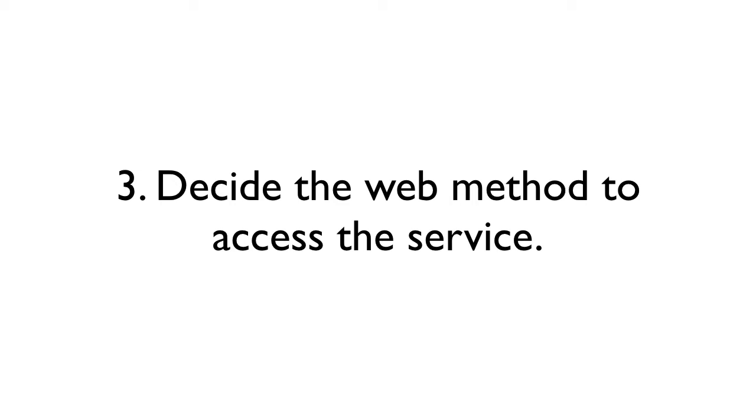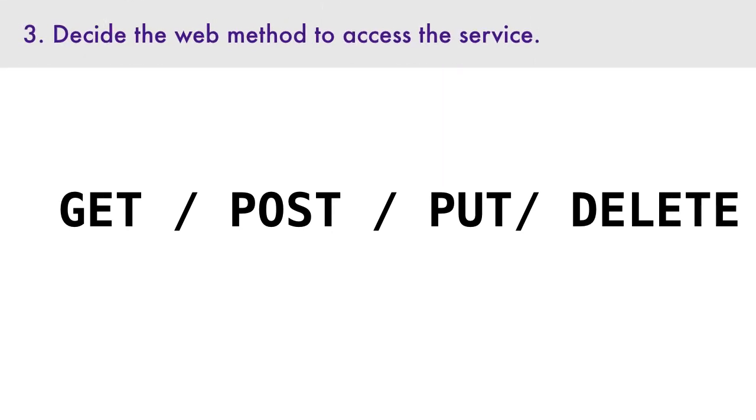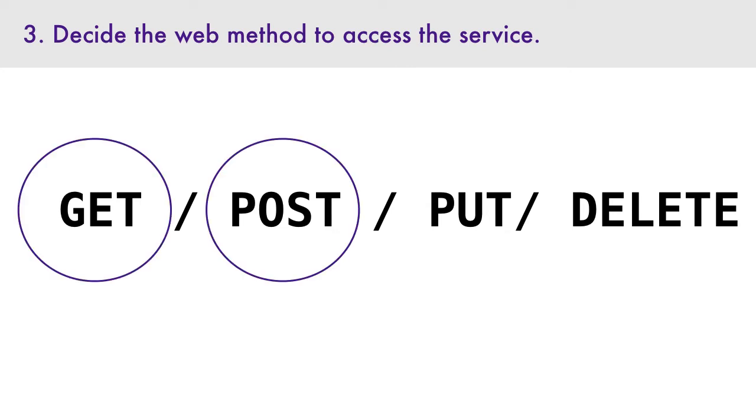In the third step, we need to decide the web method to access the service. For each method that we have decided in the class, we need to decide how it should be accessed from the web. The web method is referring to one of these four: get, post, put, or delete. This lesson is using the first two methods, that is, get and post.